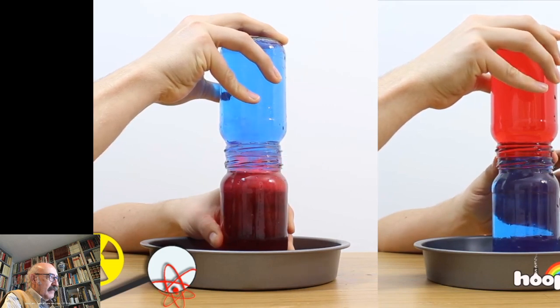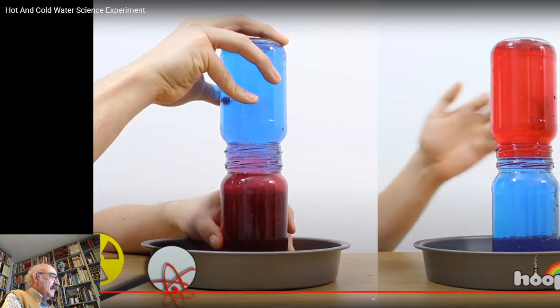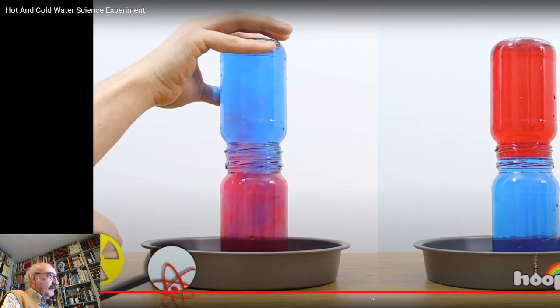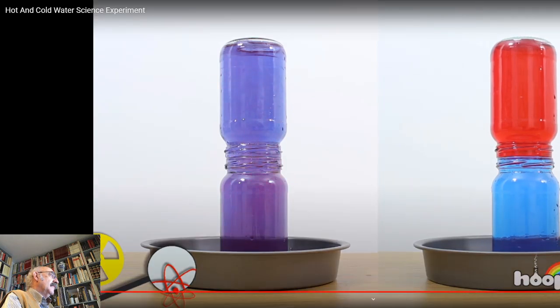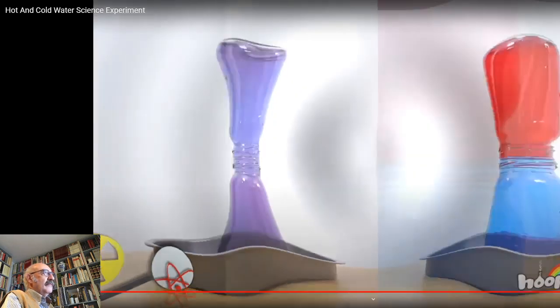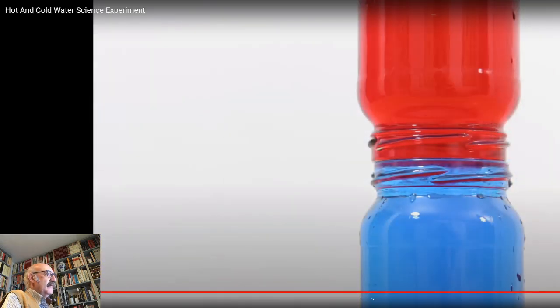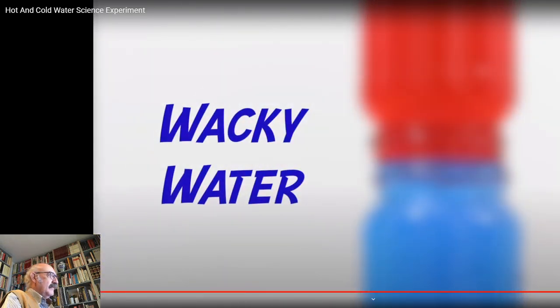When we compare them side to side, you'll see that the reaction is completely different. This is because the cold water in the first experiment is more dense than the hot water, and so sinks straight through all the gaps between the molecules in the hot water. And there we have it, a really simple, really cool science experiment. Show it to your friends and they'll have no idea how it works.